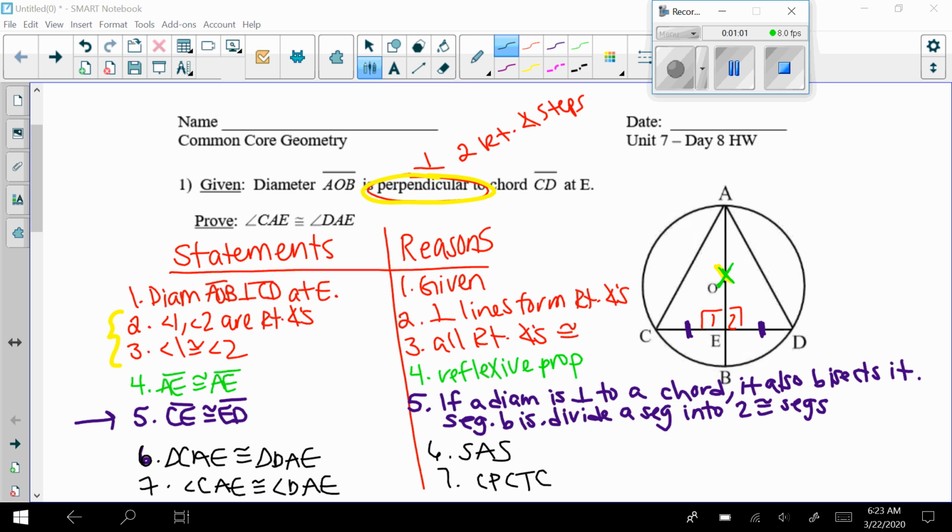Here's that proof finished: side angle side, CPCTC. Hopefully that one went well. There's an alternative way to do this one.